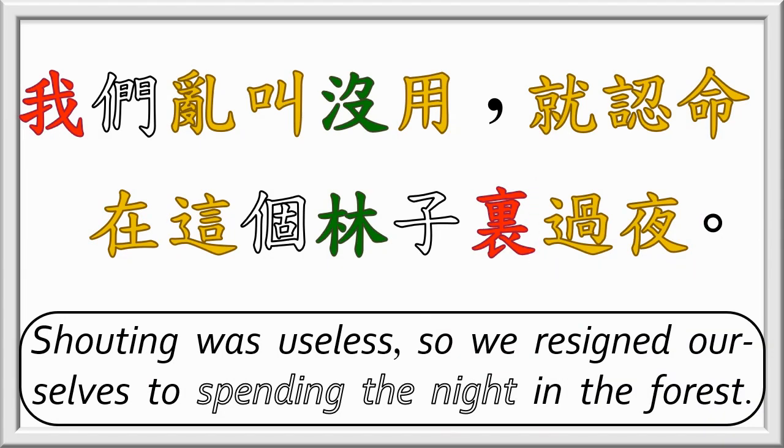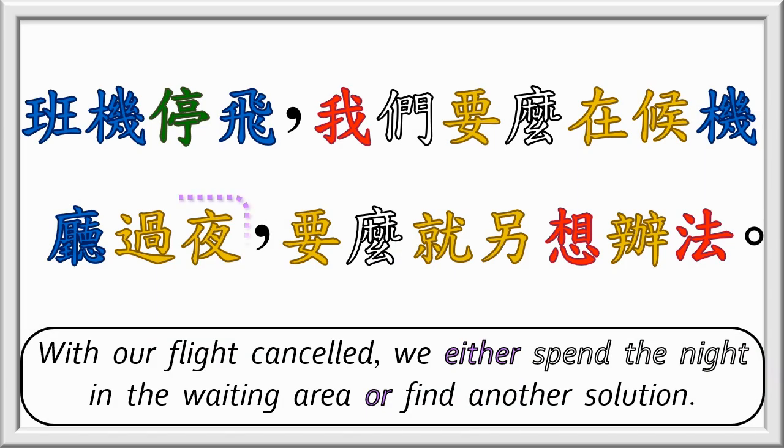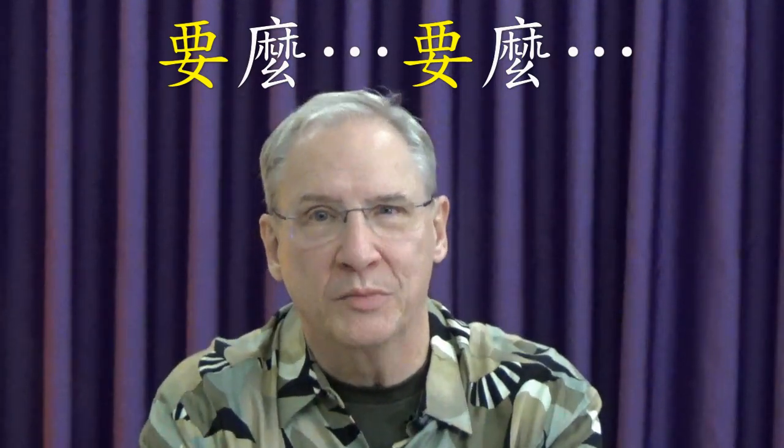我们乱叫没用，就认命在这个林子里过夜。Our shouting was useless, so we resigned ourselves to spending the night in the forest. 班机停飞，我们要么在候机厅过夜，要么就另想办法。With the flight cancelled, we either spend the night in the waiting area or find another solution. Notice the construction 要么 to express English either or.